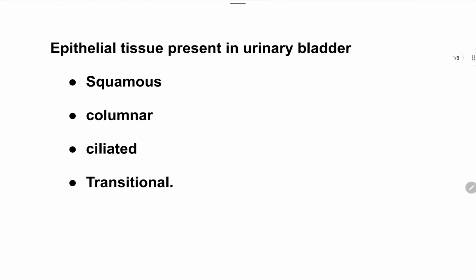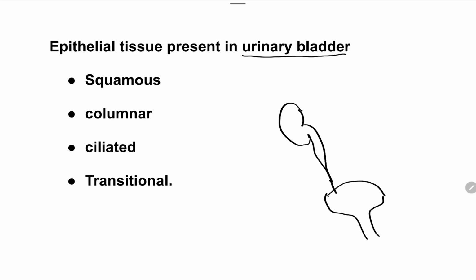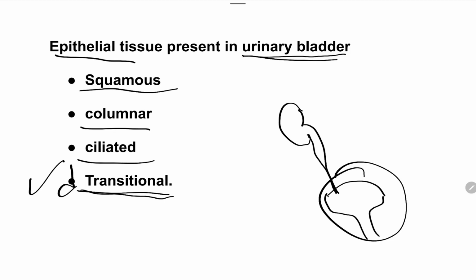The next question is: which epithelial tissue is present in the urinary bladder? In the renal system, we have the kidneys, ureters and bladder. So in the bladder, which type of epithelial tissue will be present? Options are squamous, columnar, ciliated, transitional. The right one is option D, transitional. So transitional epithelium will be present in the urinary bladder.